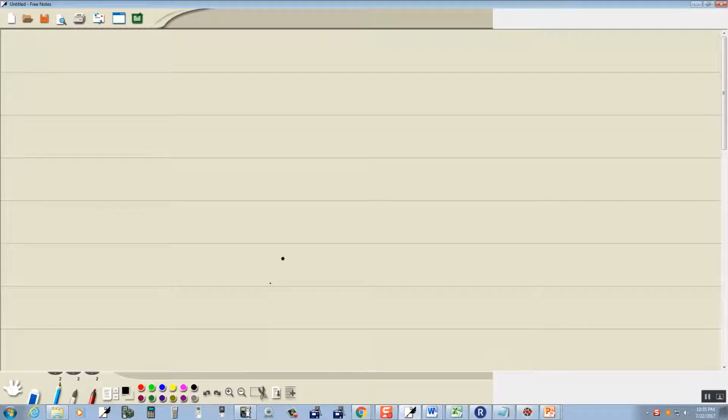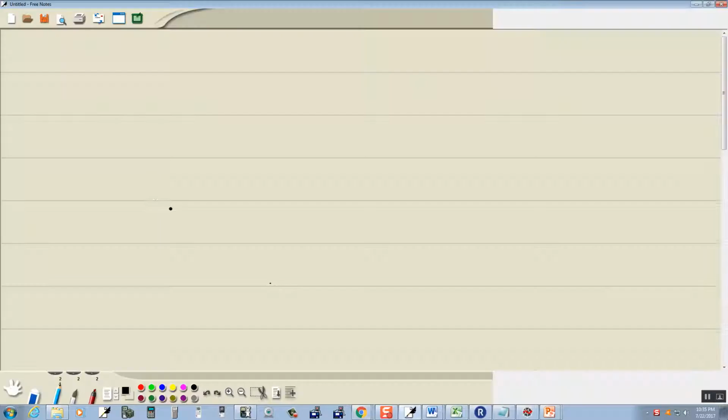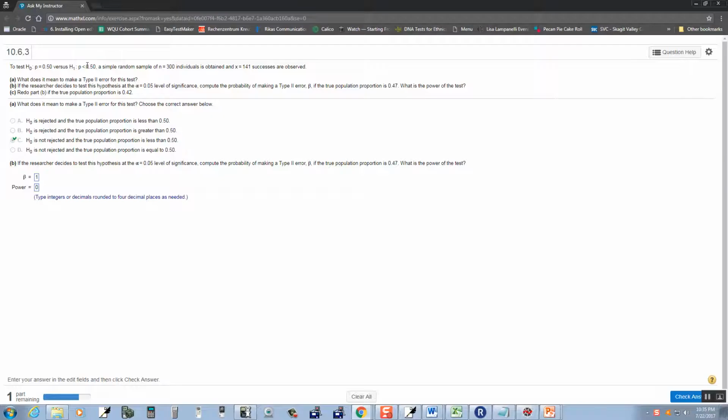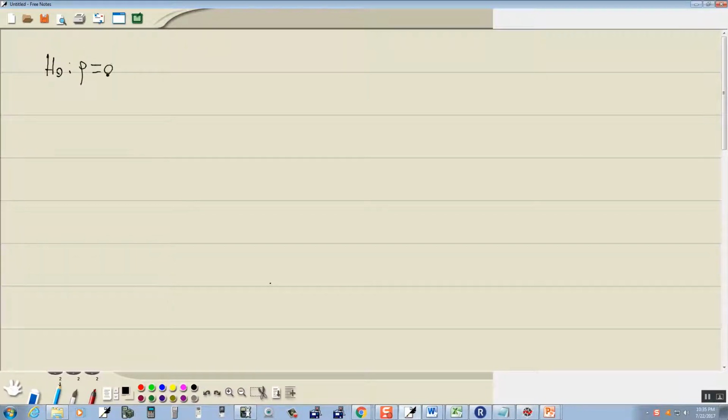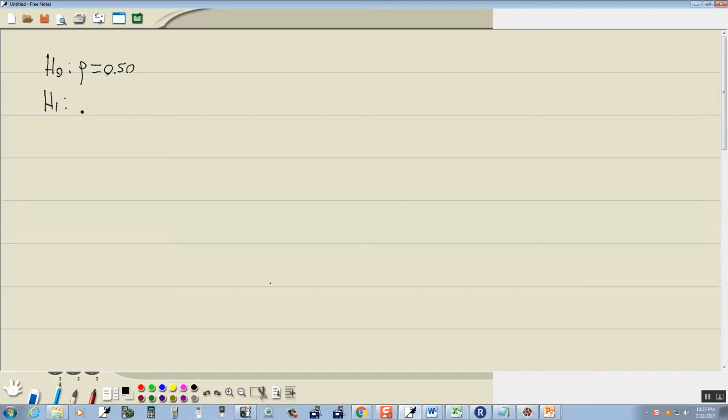We got H naught says P is equal to 0.50. H1 is P is less than 0.50. N is 300. X is 141.